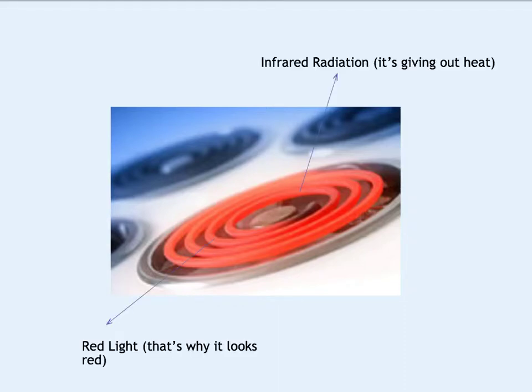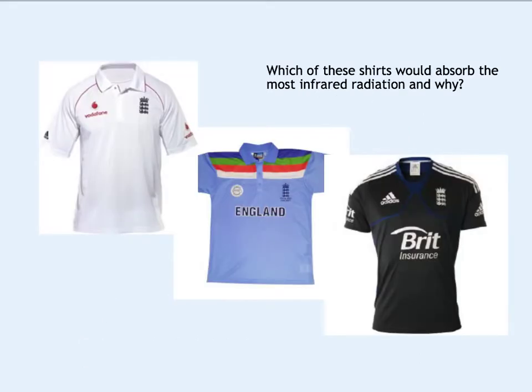Okay, there's infrared radiation, which is being given out as heat, and there's also red light. So that's obviously why the ring looks red. And if you remember, both of these are next to each other on the electromagnetic spectrum. Infrared has got a longer wavelength and less energy than red light, but they've both got a very similar wavelength. Now this actually does have very useful practical implications. So let's have a look at the next slide and we'll talk about those.